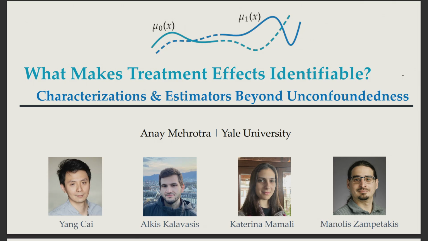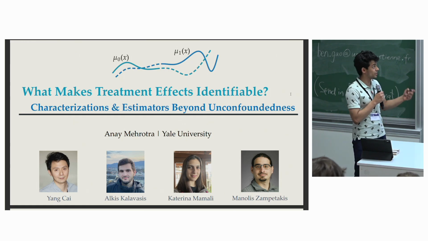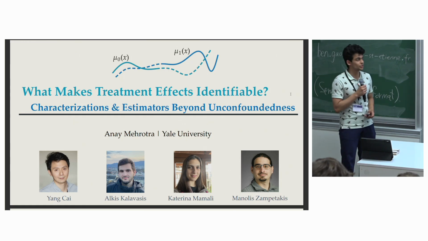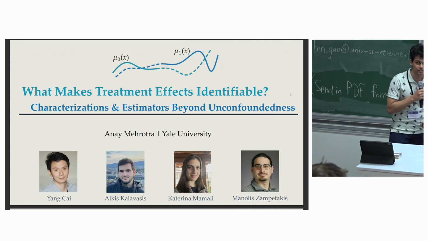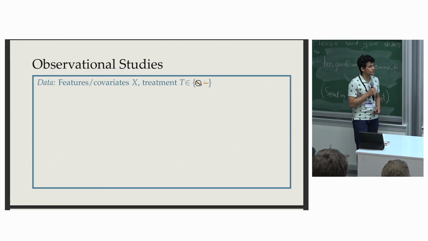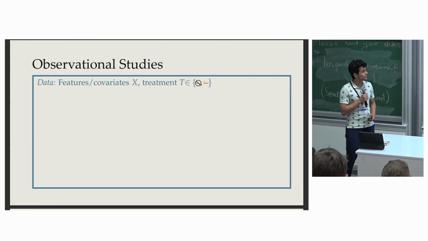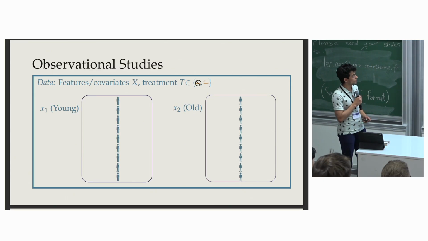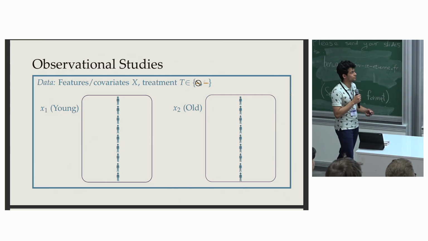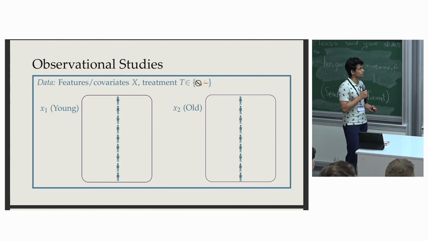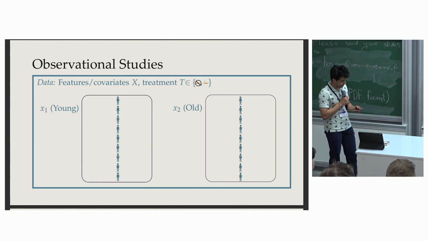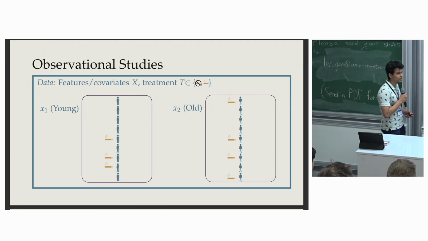Thank you. I'll be talking about learning theory's application to identifying treatment effects. This is joint work with Yang Tsai, Alkis Kalavasis, Katerina Mamali, and Manolis Empetakis. So let me begin by defining what an observational study is. In an observational study, we see individuals. These individuals have different features that divide them into groups. So here the feature is age that divides them into two groups, young and old. And they also have treatments, which for us will be, ironically, smoking.